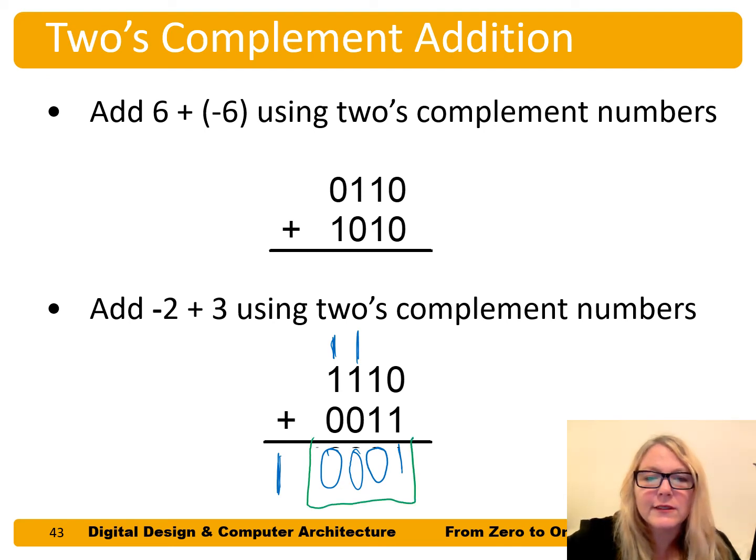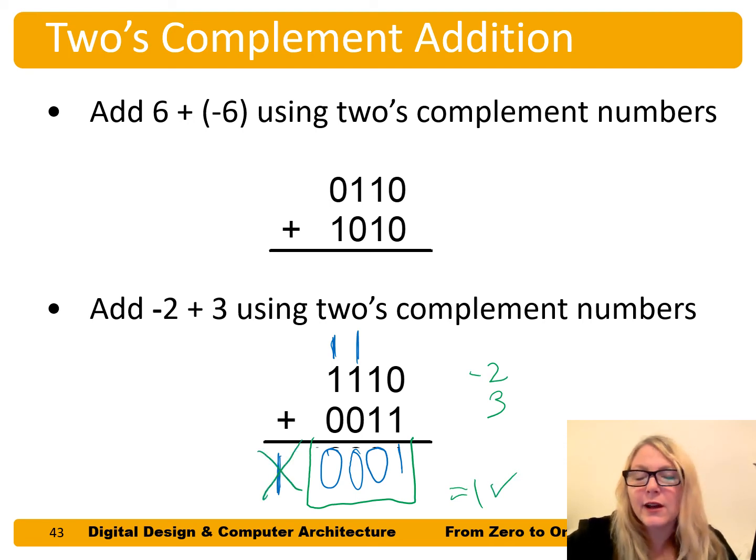So here's our result. Our result is 1. And we added these values. This was our -2, and this is 3. Minus 2 plus 3, we expect to get 1. Check, we got it. Absolutely ignore the carry out of the most significant bit. It means nothing in 2's complement addition.